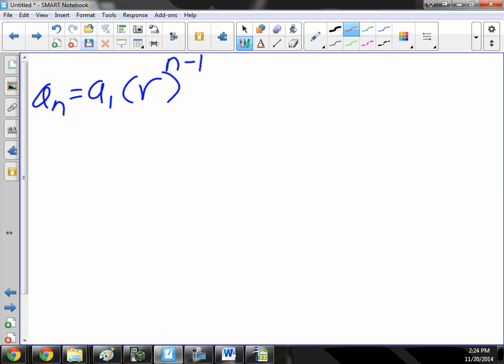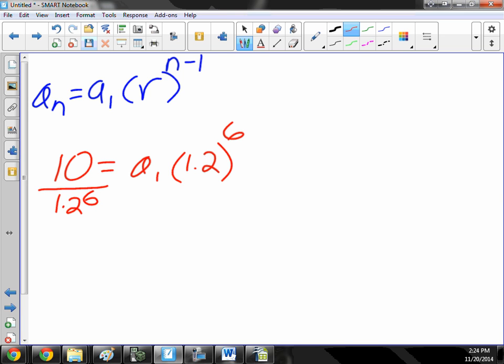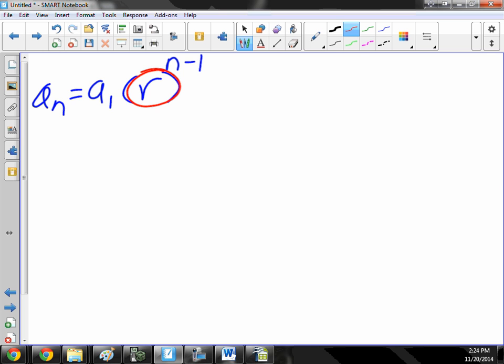Okay. What if a sub 1 is unknown? For instance, let's say I had 10 equals a sub 1 times 1.2 to the 6th. How do I solve for a sub 1? I divide this by 1.2 to the 6th. That's easy.